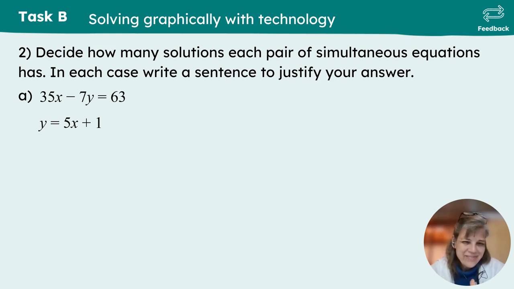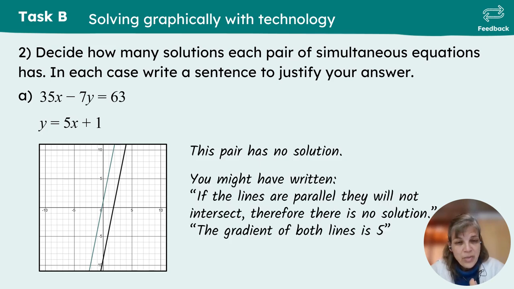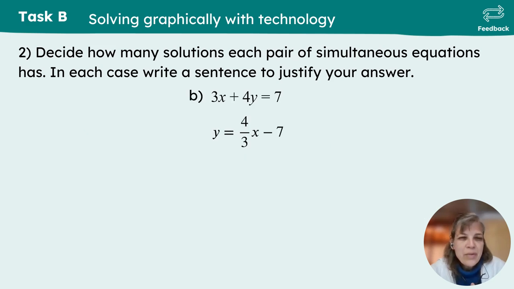Okay, once you've started the video again, you should have gotten a graph that looks something like this. How many solutions? There are no solutions because, if you were justifying your answer, both lines have the same gradient, the lines are parallel, they won't intersect, therefore there's no solution. How about these two?